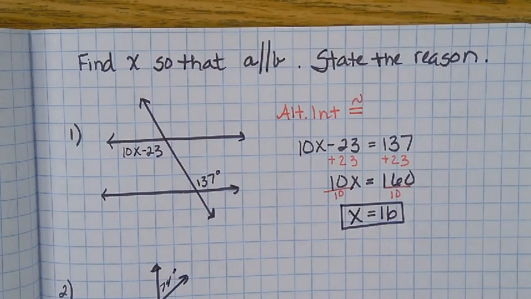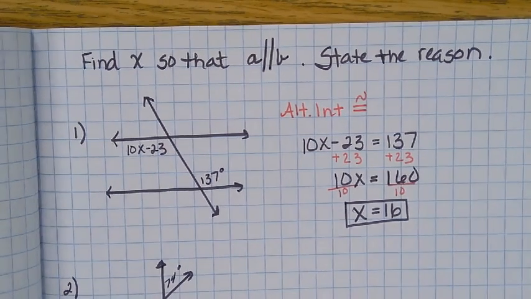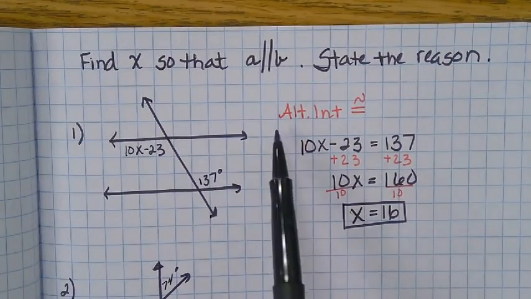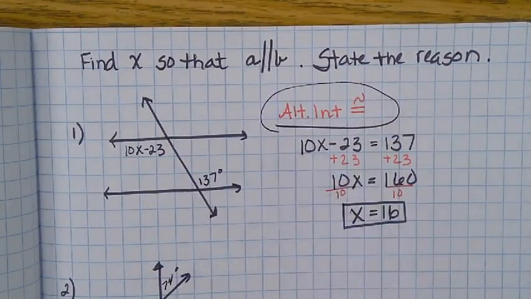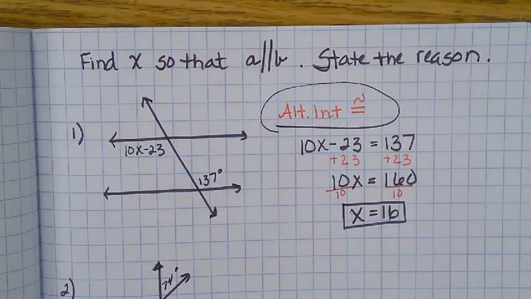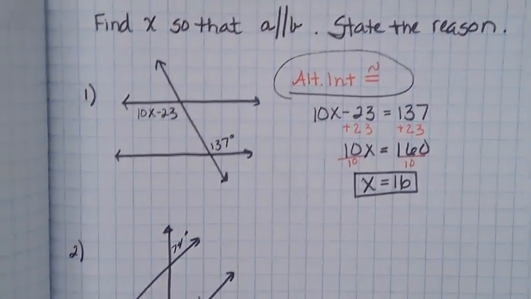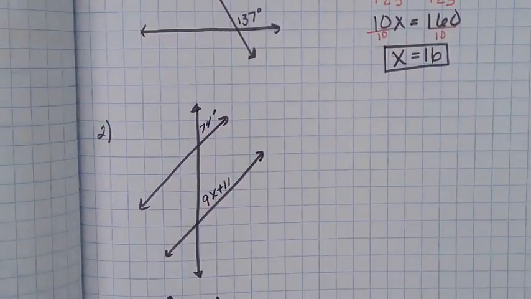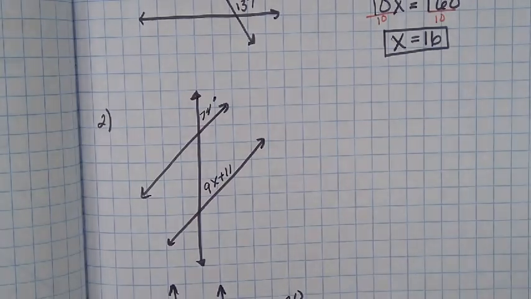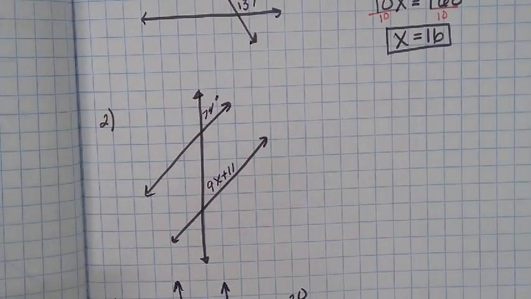So it's a lot like the work we did last week. It's just that the directions are a little bit different, and we just have to think about it kind of backwards. If it asks for a reason, this is what you're going to write: the type of angle that allows you to set that equation the way you did. Okay, number 2, copy that one down.